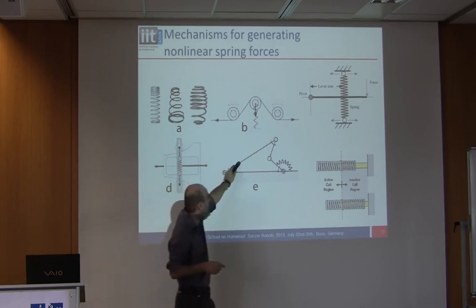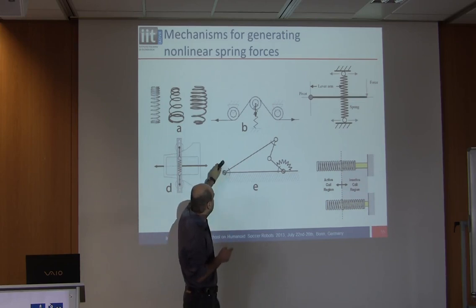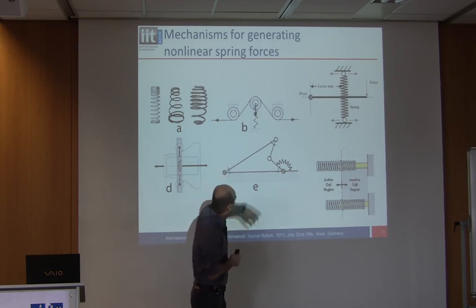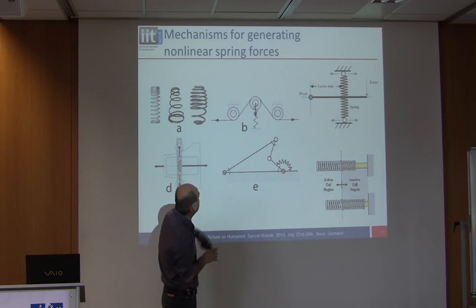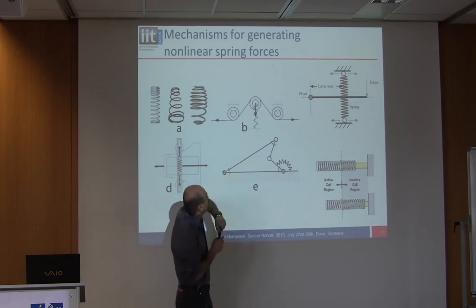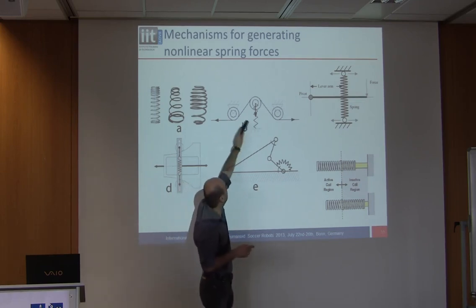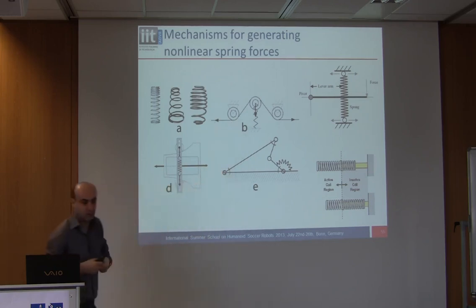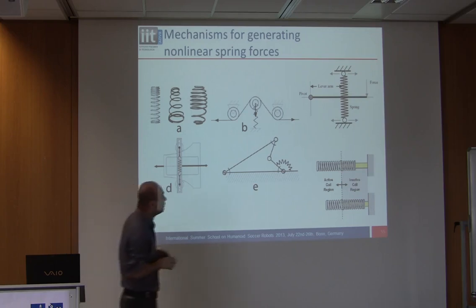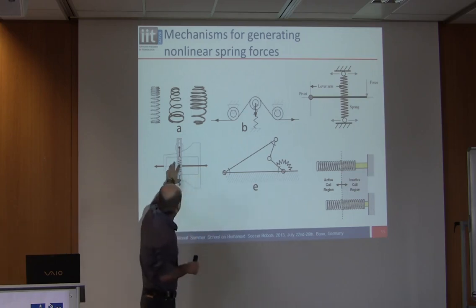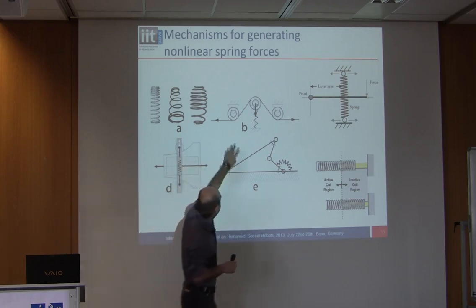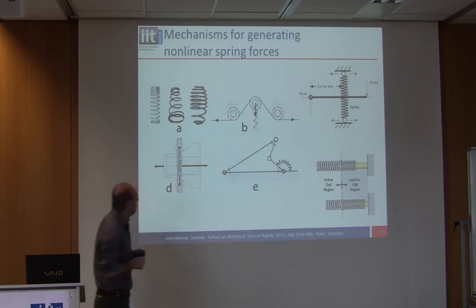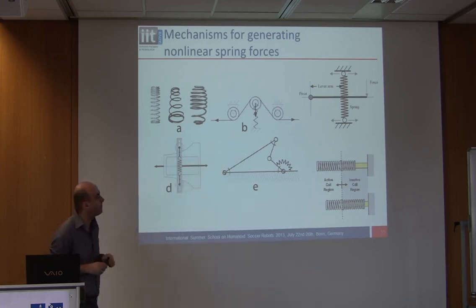You can have these four bar mechanisms again, the same thing. You can produce non-linear torque here by having a linear torsional spring. You have this triangular configuration, again using a linear spring, and you can pull in one direction, you can have a linear relationship between deflection and force. These springs are based on the principle that I mentioned before, which is spring preloading.